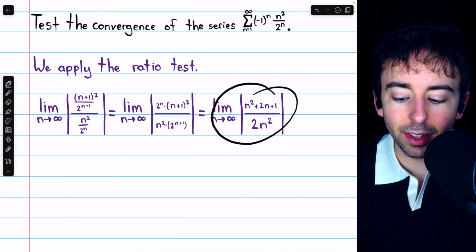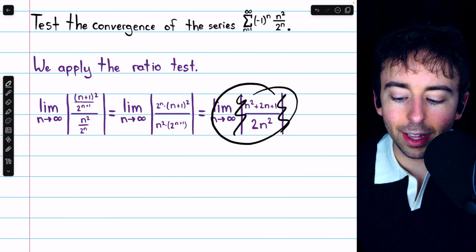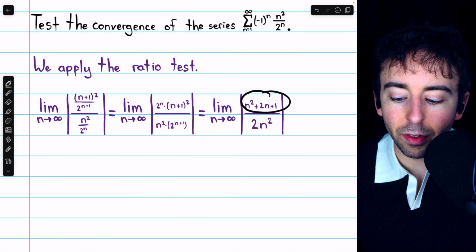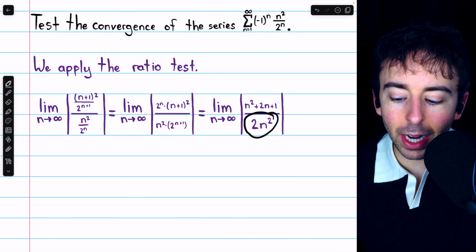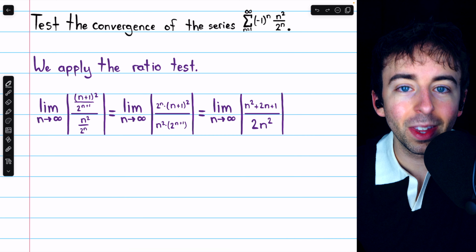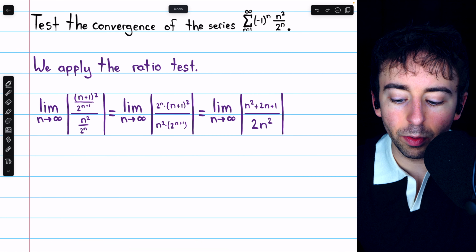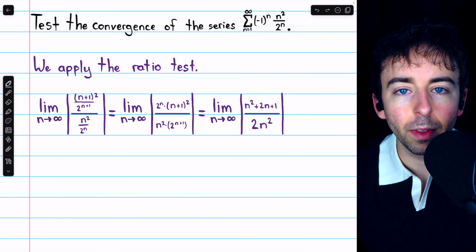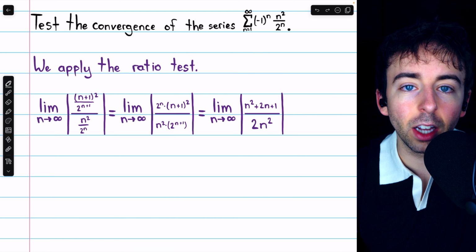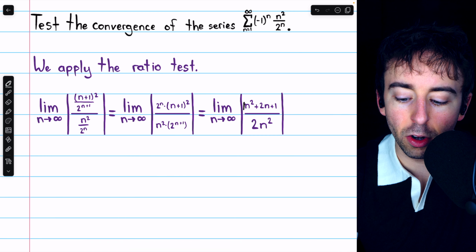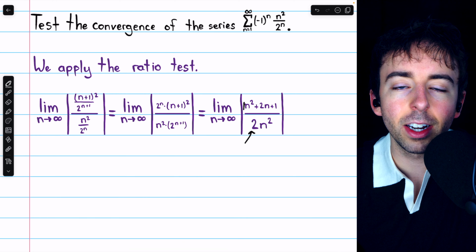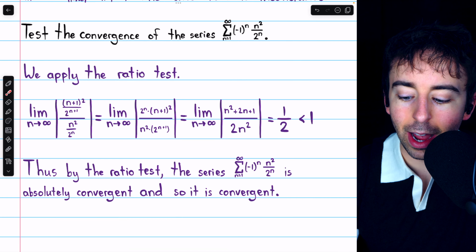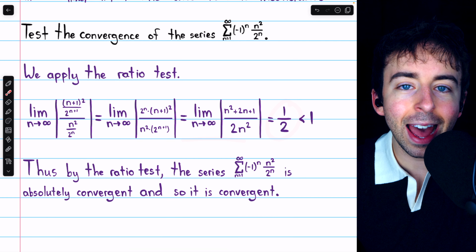And you should know what this limit is equal to. The absolute value's not doing anything since everything here is a positive integer. In the numerator, we have a polynomial of degree 2, and in the denominator, we have a polynomial of degree 2. Since the variable, n, is going to infinity, the limit of the ratio of these polynomials of equal degree will just be the ratio of their leading coefficients. The leading coefficient in the numerator is 1, the leading coefficient in the denominator is 2, so the limit is equal to 1/2.